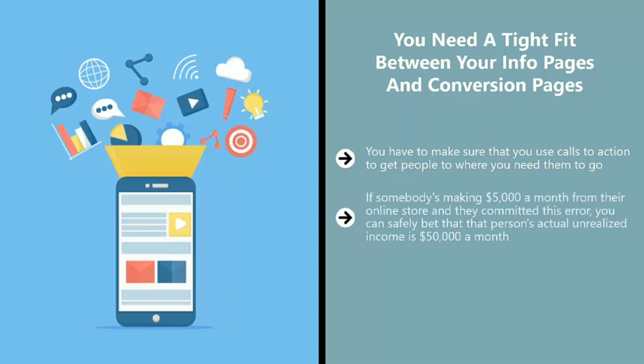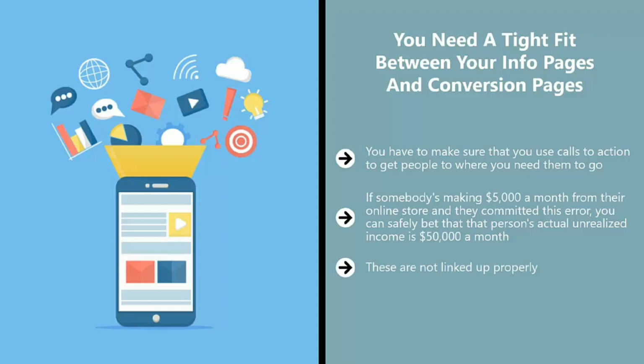If somebody's making $5,000 a month from their online store and they committed this error, you can safely bet that that person's actual unrealized income is $50,000 a month. A lot is lost in translation because they skipped a very vital part of the overall sales conversion process. These are not linked up properly.